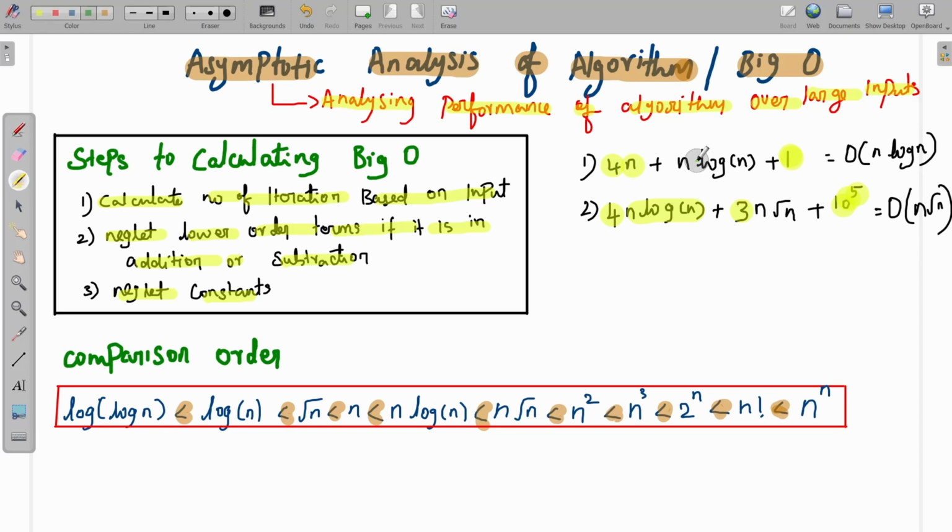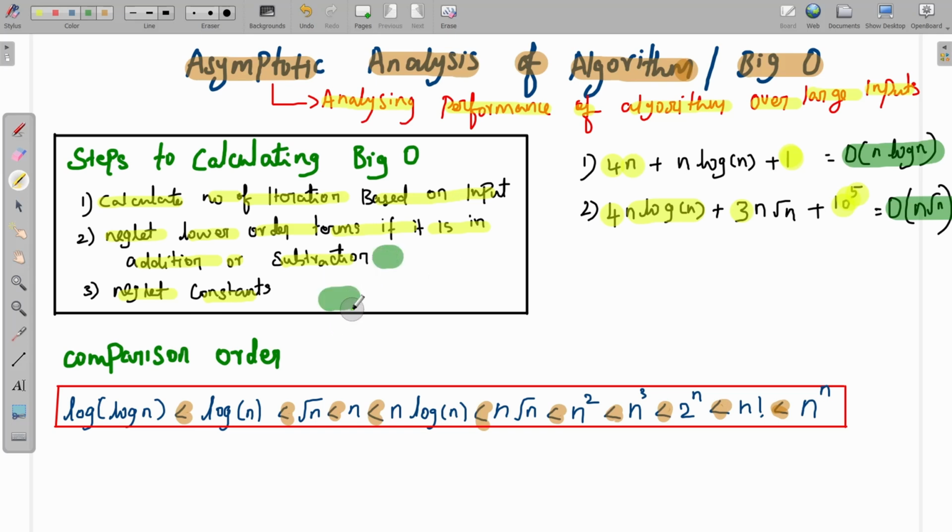Now you may raise your question, right? You can ask one question. Why we need to ignore the lower order terms? Calculate the number of iteration. Okay, I can get it. Why I need to reject the lower order terms and these constants? Okay, so I will tell you one example, then you can understand these two steps.